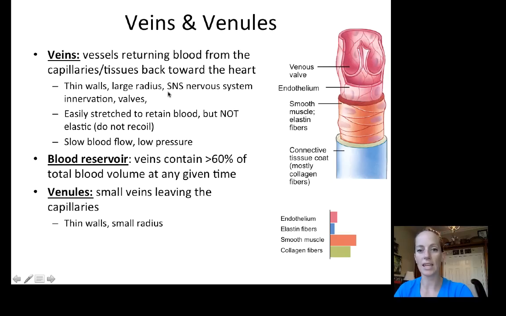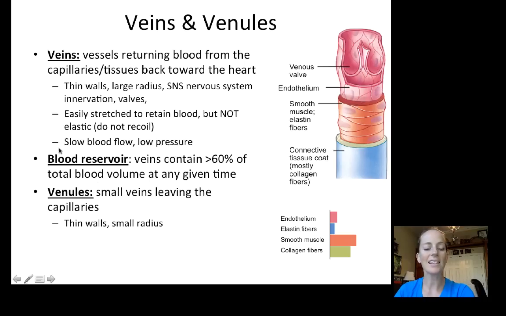Not as much, but they can respond to the sympathetic nervous system, and they can constrict and tighten when the sympathetic nervous system is active. They also have valves, and I'll show you those in a bit, but they ensure that even when the veins are low pressure, the blood is slowly moving towards the heart and not backfilling. They are easily stretched to retain the blood, but they are not elastic, so they do not recoil. Very little elastic tissue. They are slow flow and low pressure vessels.